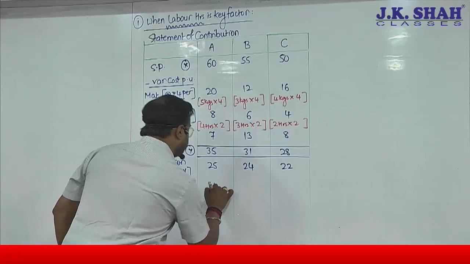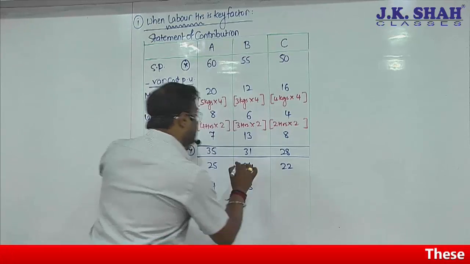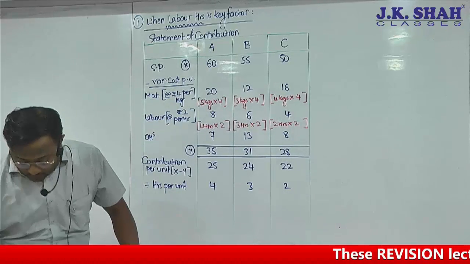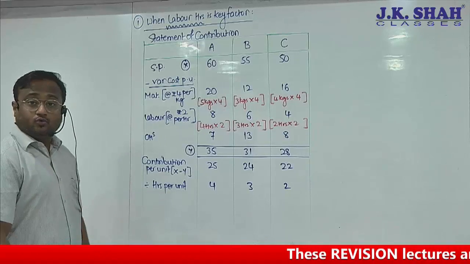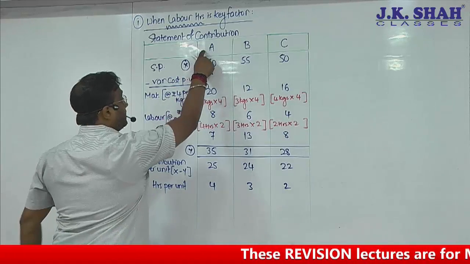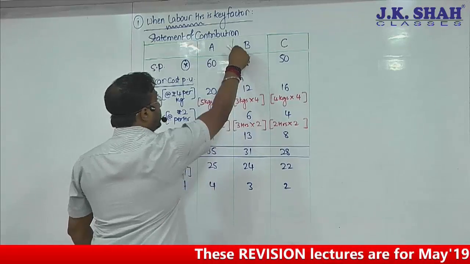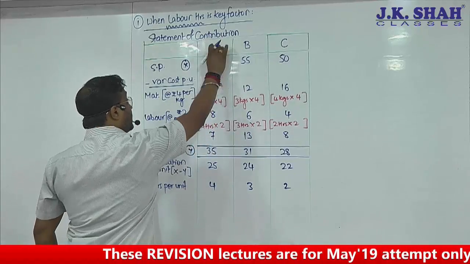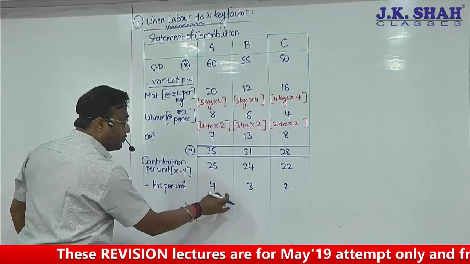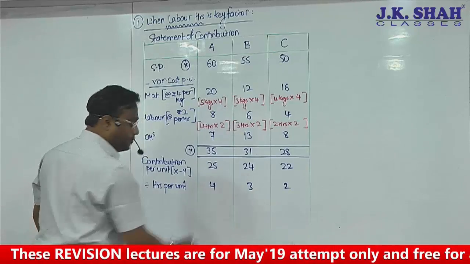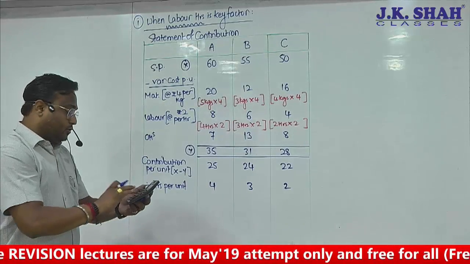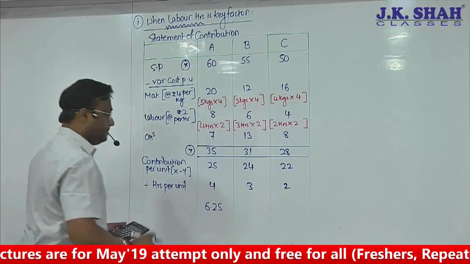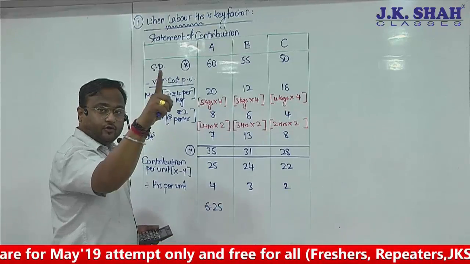4 hours, 3 hours, 2 hours. Your labor standard requirement is 4, 3 and 2. That means 1 unit of A needs 4 hours, 1 unit of B needs 3 hours, 1 unit of C needs 2 hours. If I work for 4 hours, I get 1 unit which gives me 25 rupees. So my contribution per hour is 6.25.